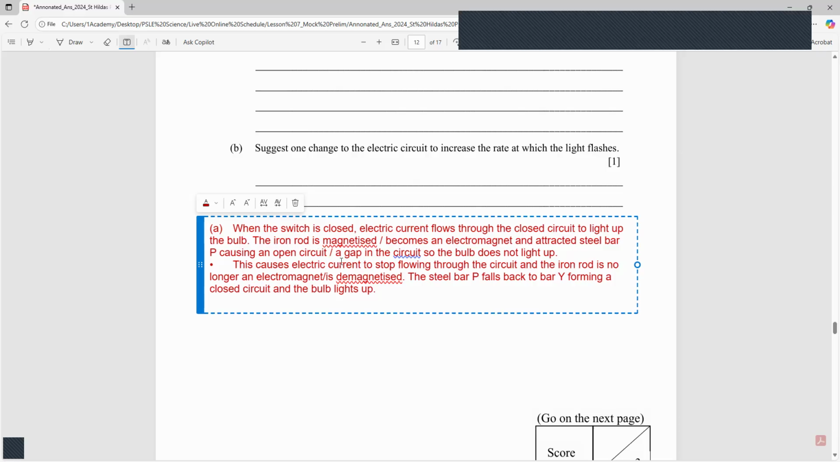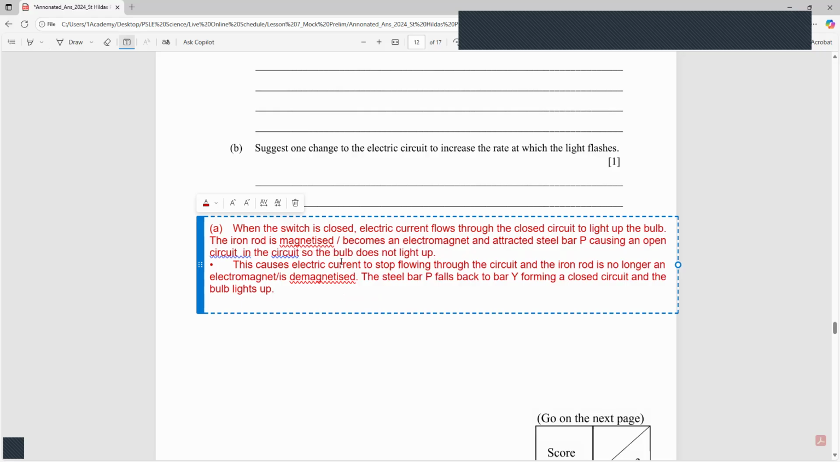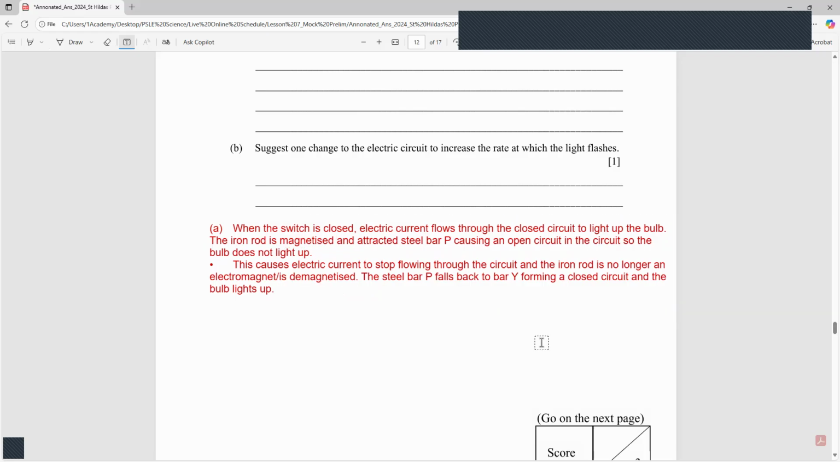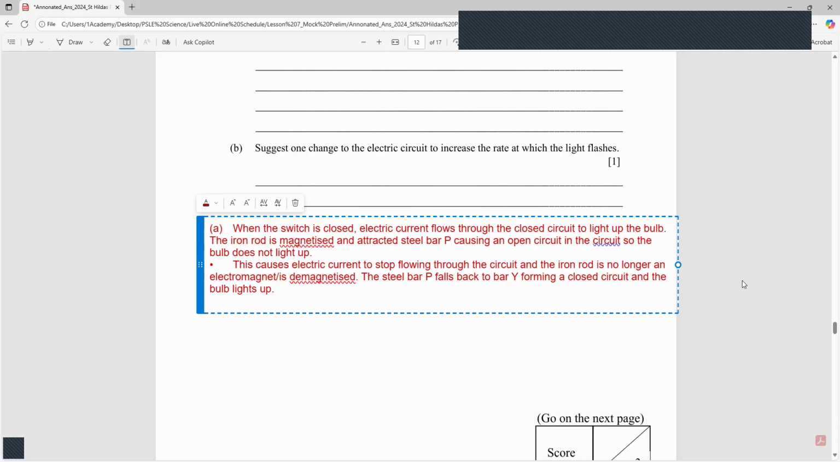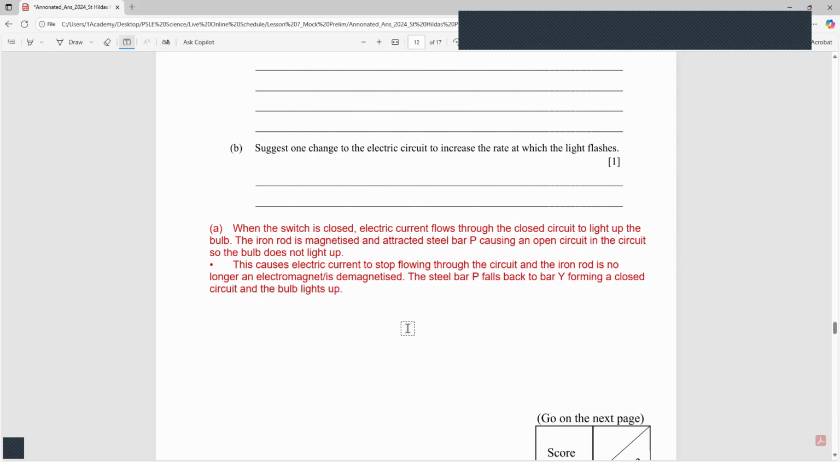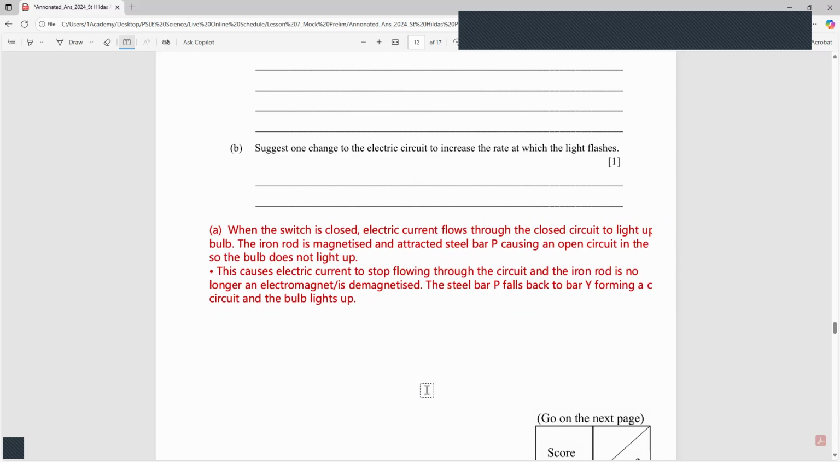Okay, I try to minimize this extra thing. The circuit magnetizes and attracts. Causing an open circuit, so the bulb does not light up. Then this caused the current to stop flowing in the circuit.